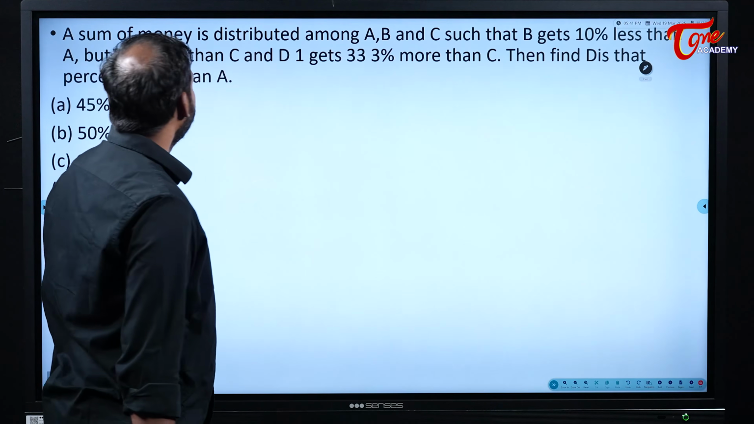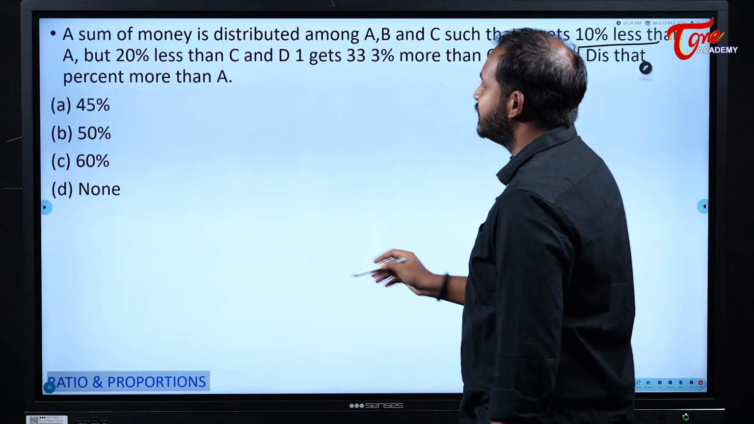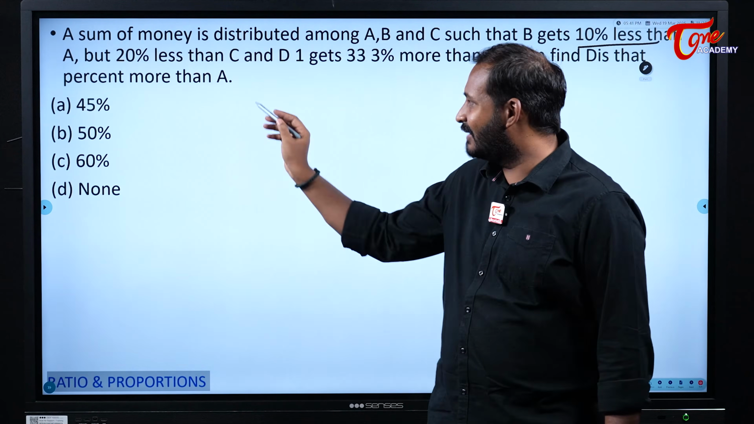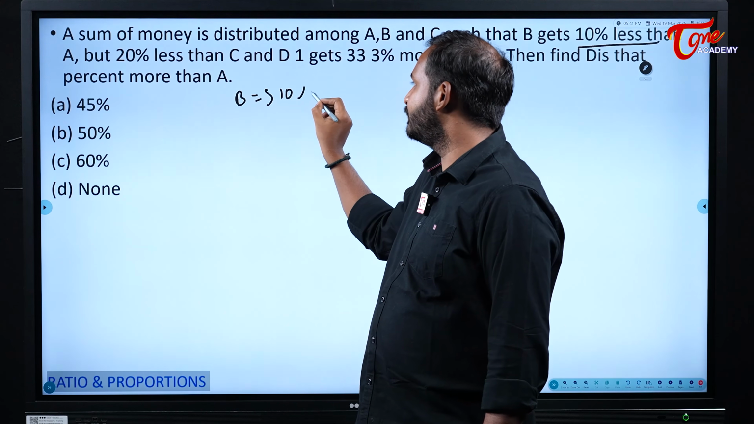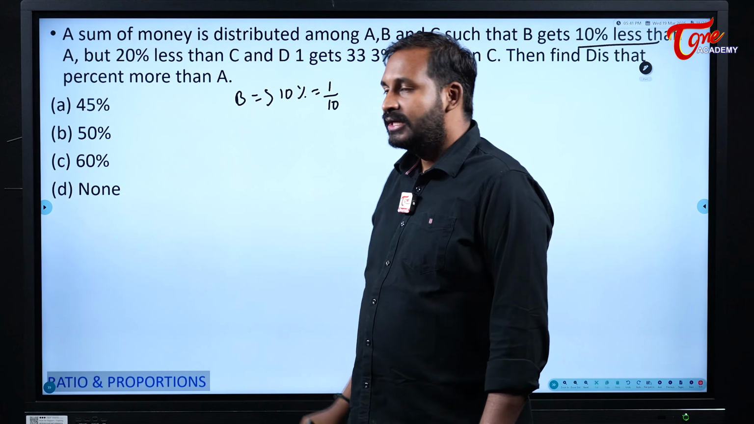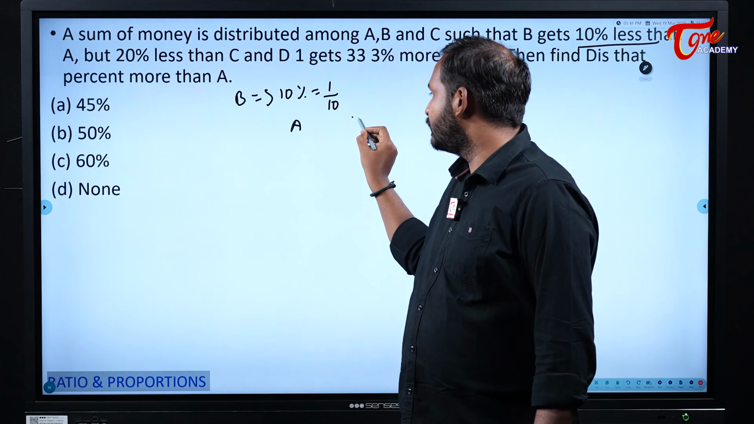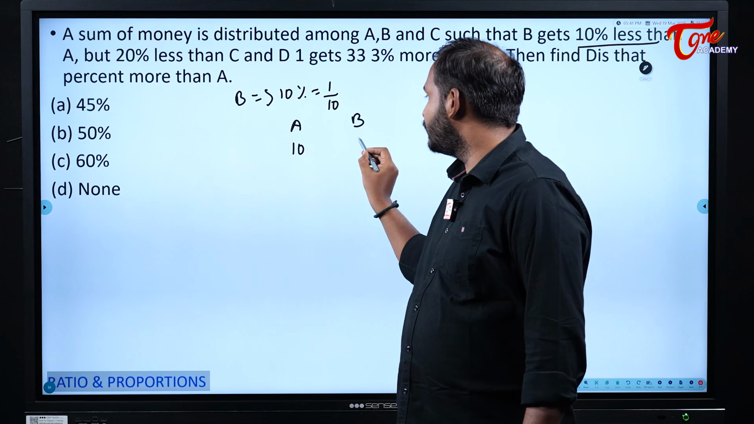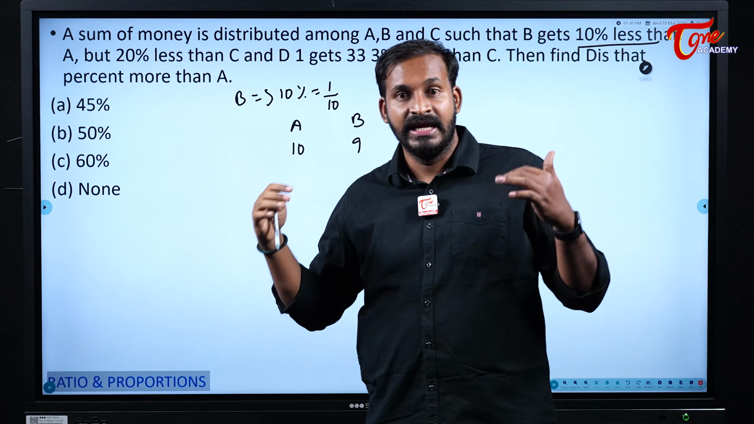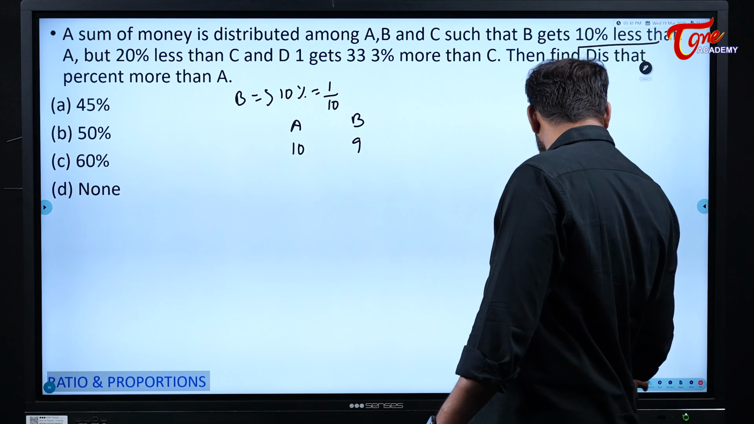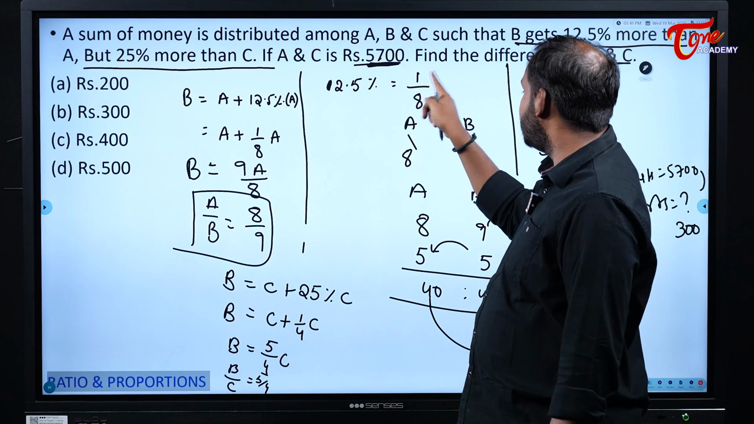Next one. A sum of money is distributed among A, B and C such that B gets 10% less than A. Now the same concept. See here, B is getting 10% less, right? So 10% means what? 1 by 10. In the earlier case it is greater, so I have added. Now A and B relation, what will I get? If A is 10 parts, B will be how many parts? 9 parts. Why? Because B is getting 10% less than A. If it is more than, like our previous case, in the previous case it is more than, so I have written 8 for A and 9 for B.